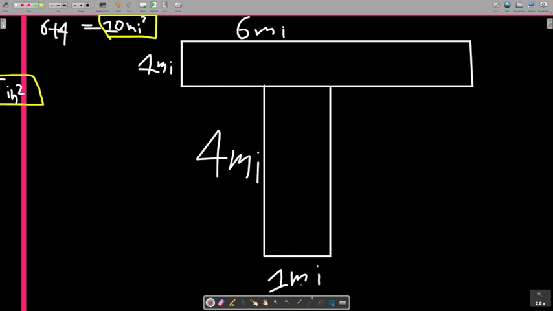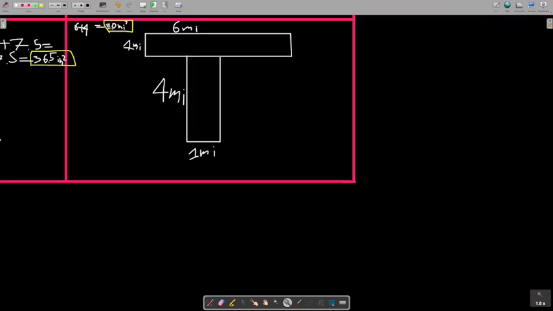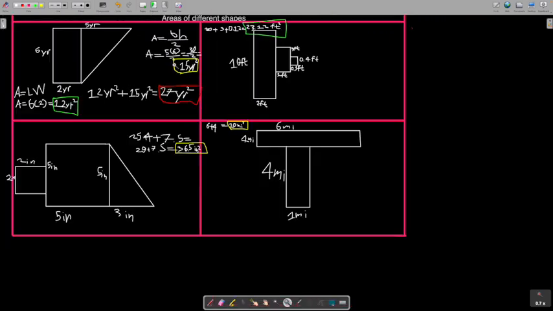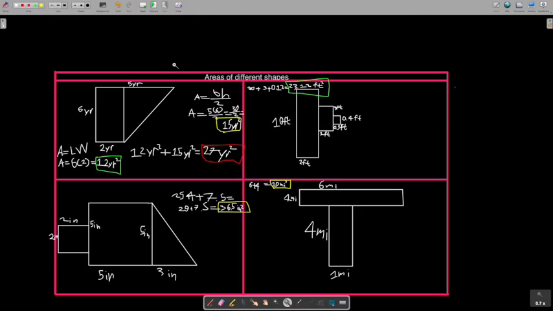So that's it for the T, and that's it for the compound shapes, and that's it for the video. So for compound shapes, you have to add all the shapes. The square, you have to square one of its sides. The rectangle is the length times the width, and the triangle is the base times the height over 2. And finally, the circle is pi r squared.